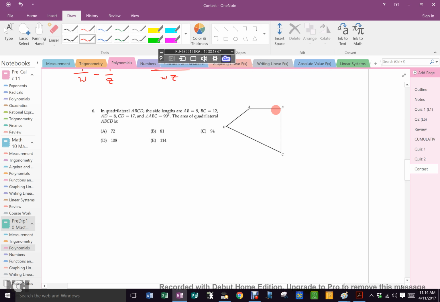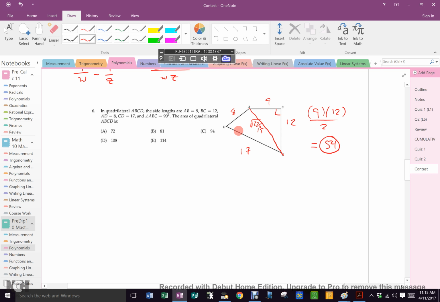What do we know about this? We know that's 90. We know that's 9. We know that's 12. We know that's 8. We know that's 17. So when we do this, we know this side is 9 squared, which is 81, plus 12 squared, which is 144. So this side is 225, the square root of that, which is 15. So now I know this area is 9 times 12 divided by 2, which equals 54.